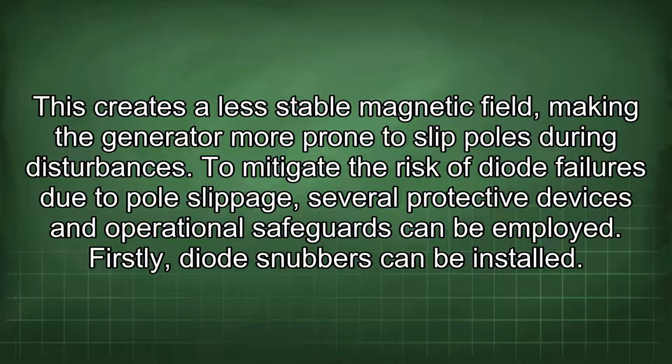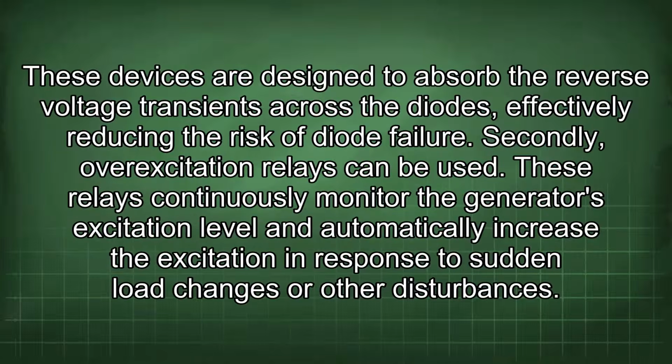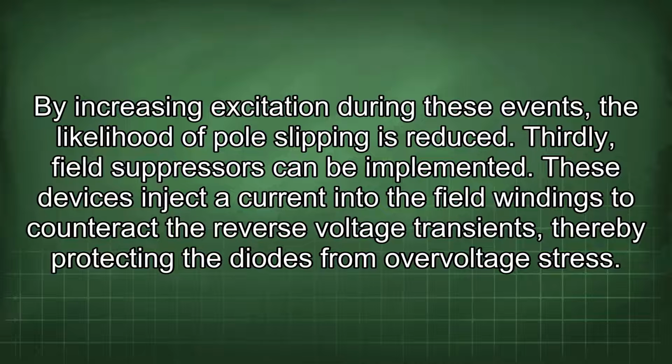To mitigate the risk of diode failures due to pole slippage, several protective devices and operational safeguards can be employed. Firstly, diode snubbers can be installed. These devices are designed to absorb the reverse voltage transients across the diodes, effectively reducing the risk of diode failure. Secondly, overexcitation relays can be used. These relays continuously monitor the generator's excitation level and automatically increase the excitation in response to sudden load changes or other disturbances. By increasing excitation during these events, the likelihood of pole slipping is reduced.